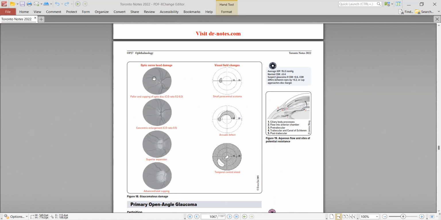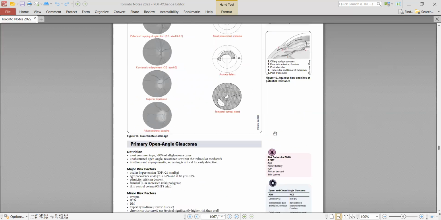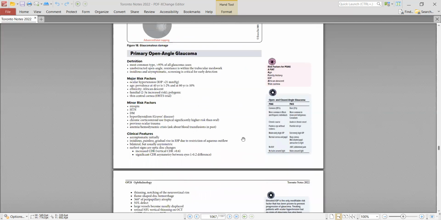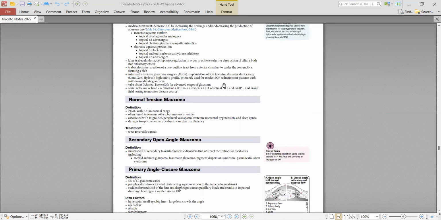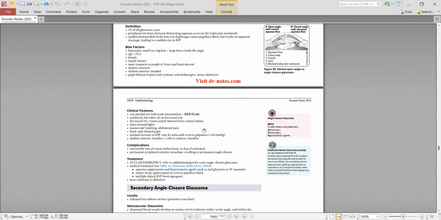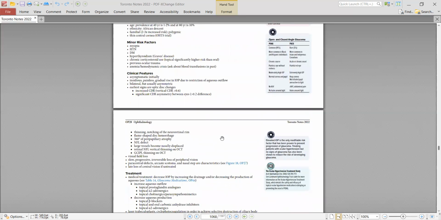Here you can see there is optic nerve head damage: pallor and cupping of the optic disc, concentric enlargement, superior expansion, advanced cupping. This cupping is irreversible. The optic nerve is getting damaged, and if the nerve gets damaged, you can't repair it again. Primary open angle glaucoma is important. Primary angle closure glaucoma is important.